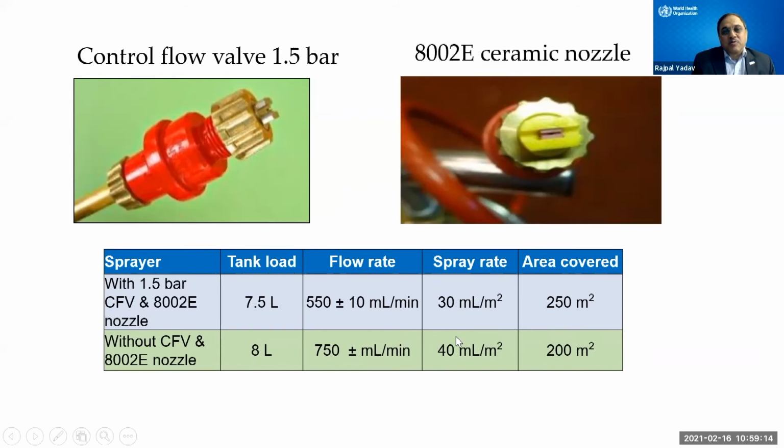Therefore, in terms of ergonomics, you have lesser load on the worker's shoulder, and you cover more area with lesser water. So in water scarce areas, this technology is even better than having much more water and higher load on the back of the sprayman.